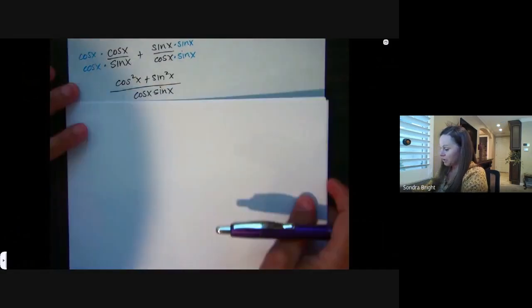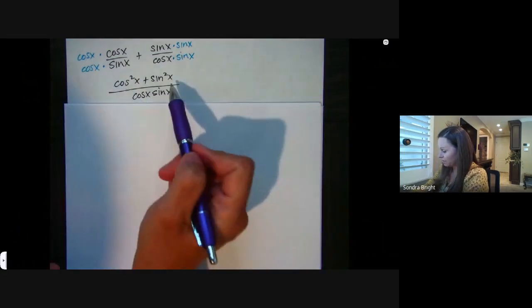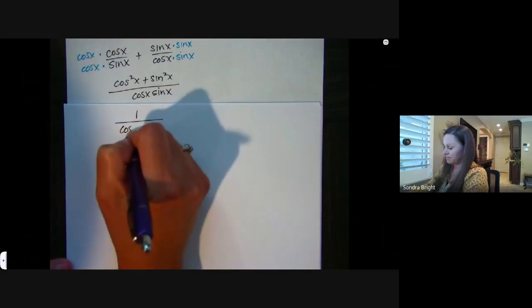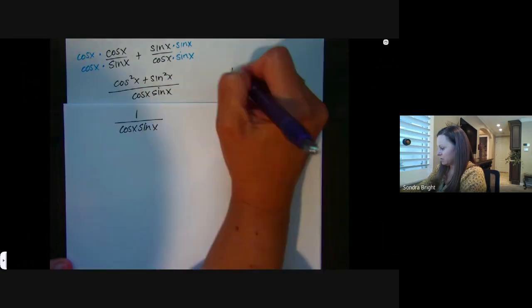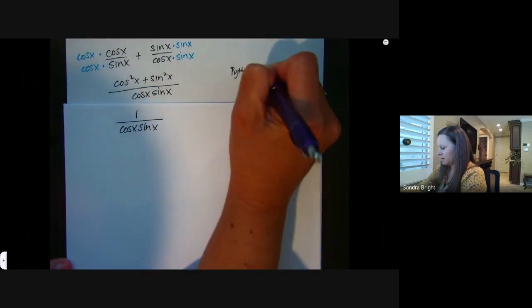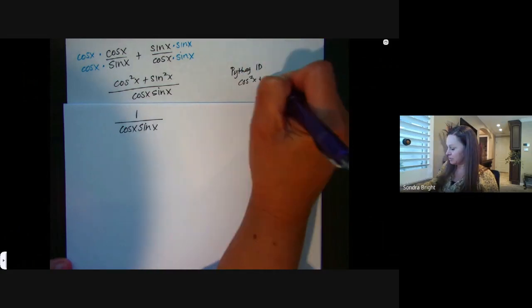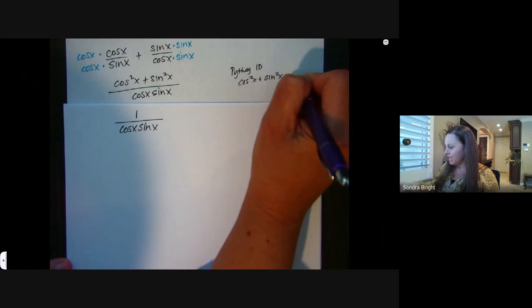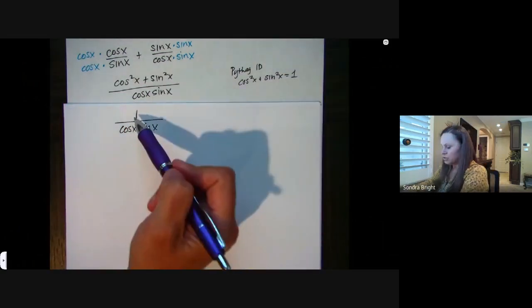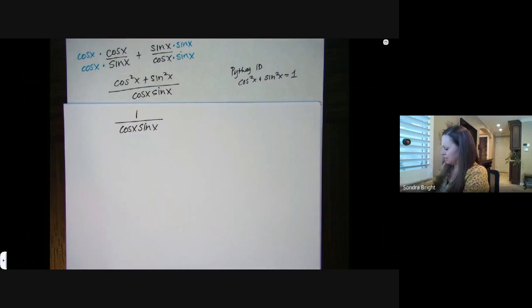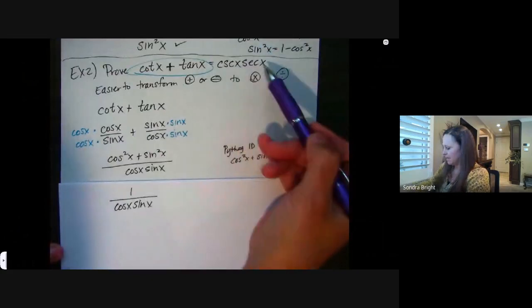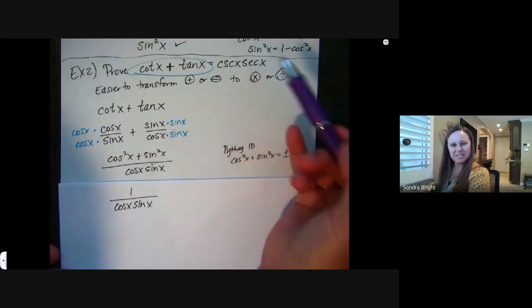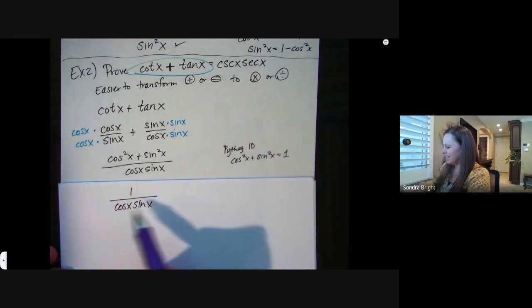All right. I know cosine squared plus sine squared, that's a Pythagorean identity. The Pythagorean identity says cosine squared plus sine squared is equal to 1. So I replaced the top with 1, and I have 1 over cosine of x times sine of x. And then you want to always keep looking at what is your goal. What is your end goal? I need cosecant times secant. And right now I have 1 over cosine times sine. And you're like, what? How do I get that?